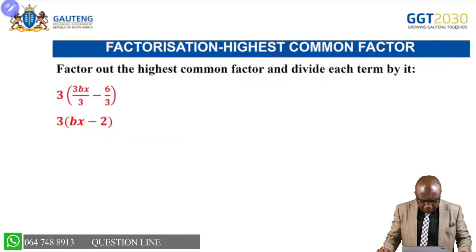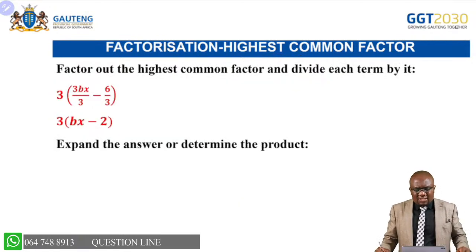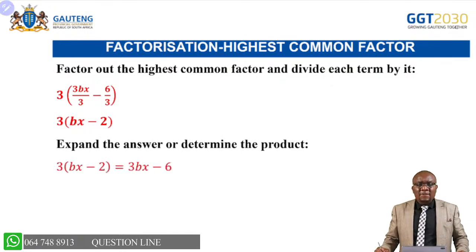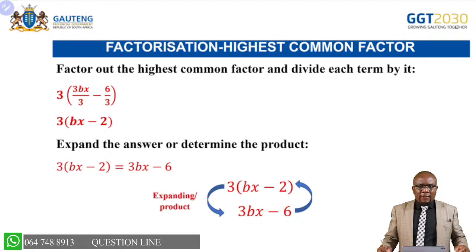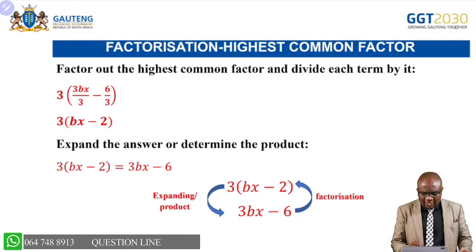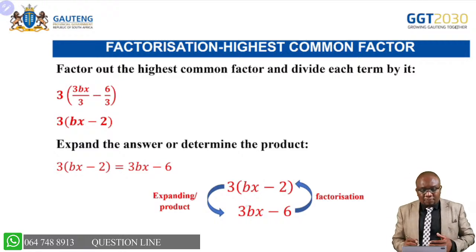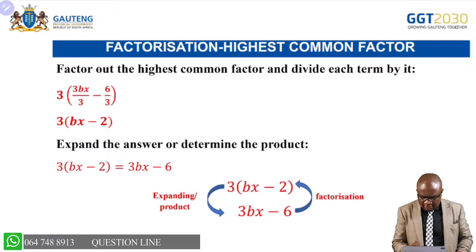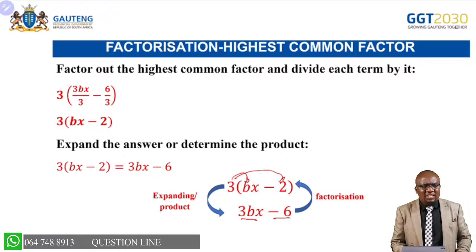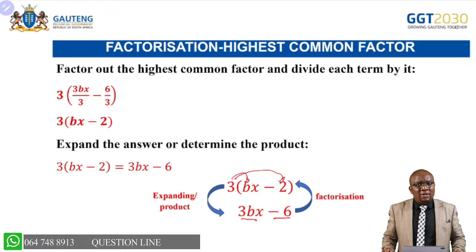So what I explained, let me just quickly go through this because we talked about it. We said factorization is the opposite of what? Of expanding or the product. Remember that. Product, we are multiplying. These two things are opposite of each other. If you make a mistake, try to expand and see if you're going to get the original thing. If I try to expand this, 3 times bx is 3bx. You see, you're getting 3bx. What is 3 times negative 2? It is negative 6. You can check your answer after factorization, and see if you're getting the original expression.